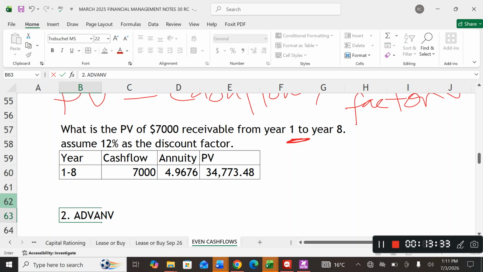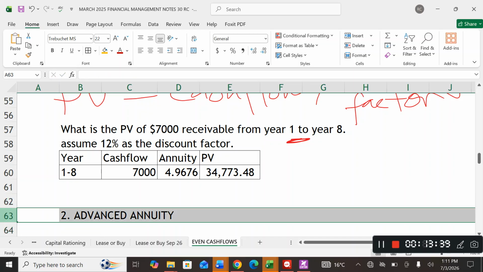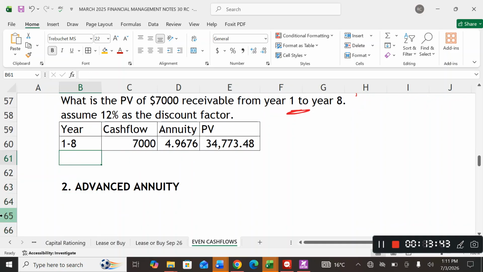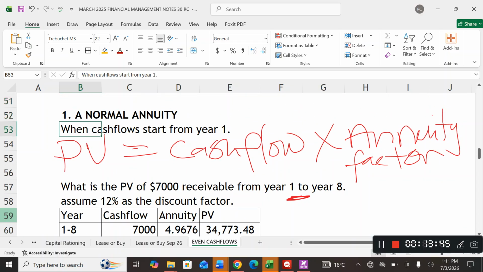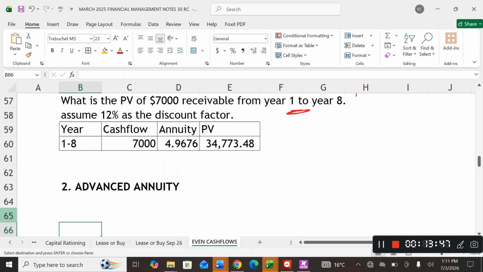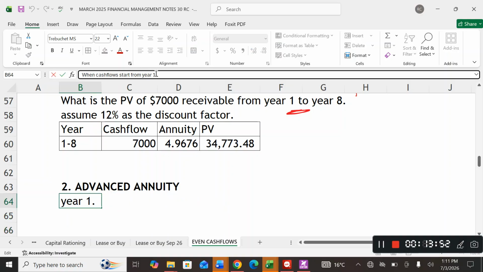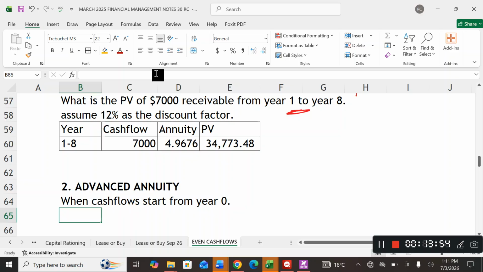Advanced annuity here. What is an advanced annuity? This is when your cash flow is starting from year 0. Here we have cash flow starting from year 1. We call it normal. If a cash flow is starting from year 0, we call it an advanced annuity.